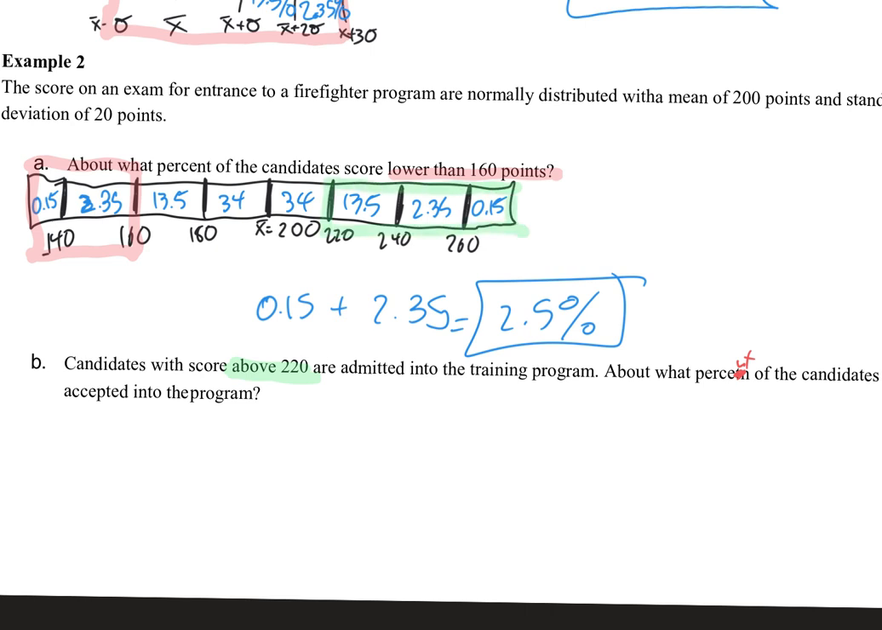So once again, I'm just going to add these all up. I would have 13.5 plus 2.35 plus 0.15. You add that all up and you get about 16%. And we're saying about here because it's not always going to be exactly 16%. It should be very close to this.